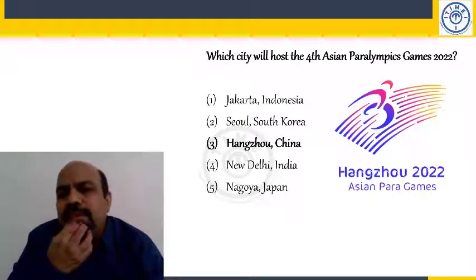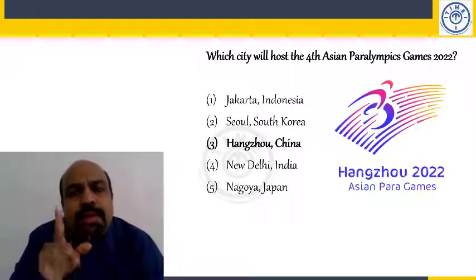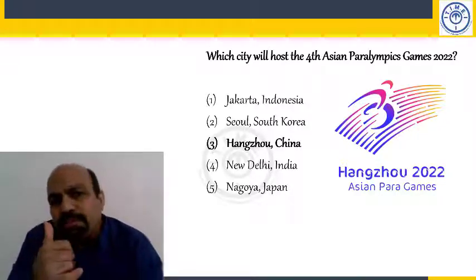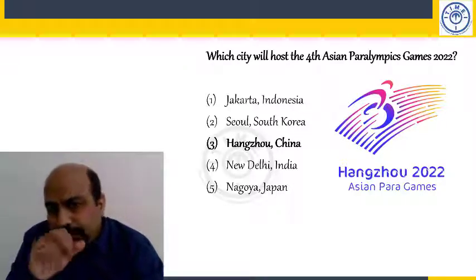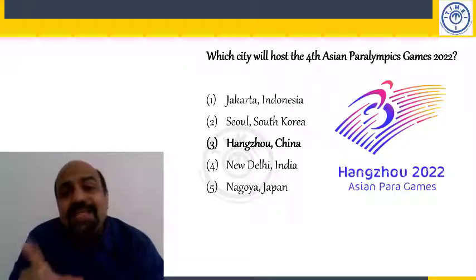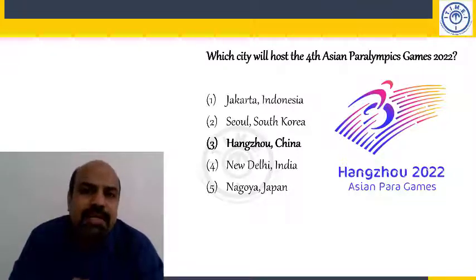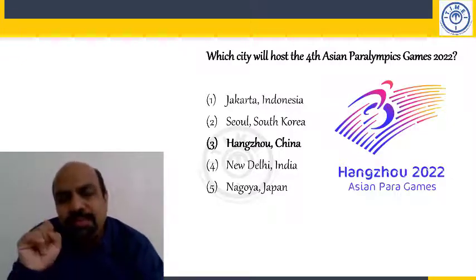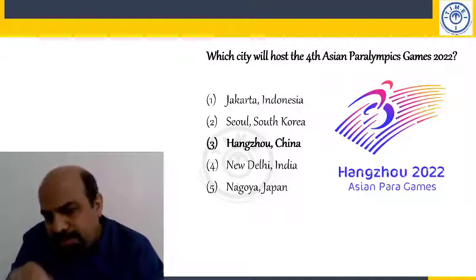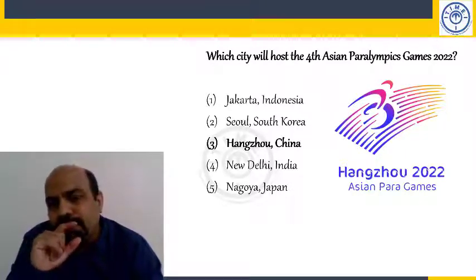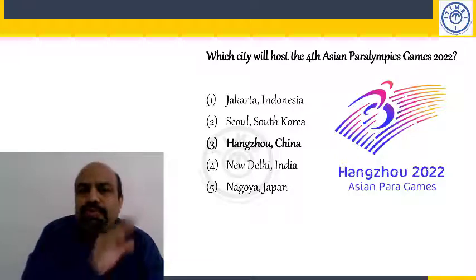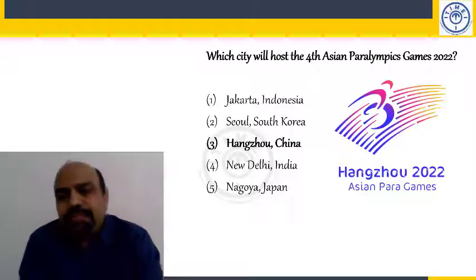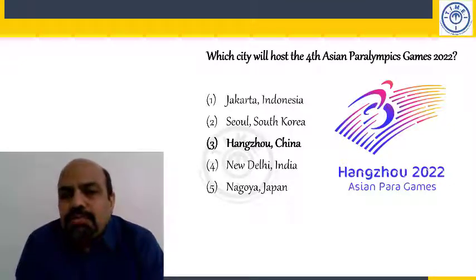Which city will host the 7th Asian Paralympic Games 2022? Remember, Paralympic Games are for special athletes, people who are physically challenged. They are always held in the same city where the Asian Games are held, about 1 or 2 months after the Asian Games. So where are the Asian Games going to happen? Hangzhou 2022. Please write this: 2022 Asian Games, Hangzhou, China.